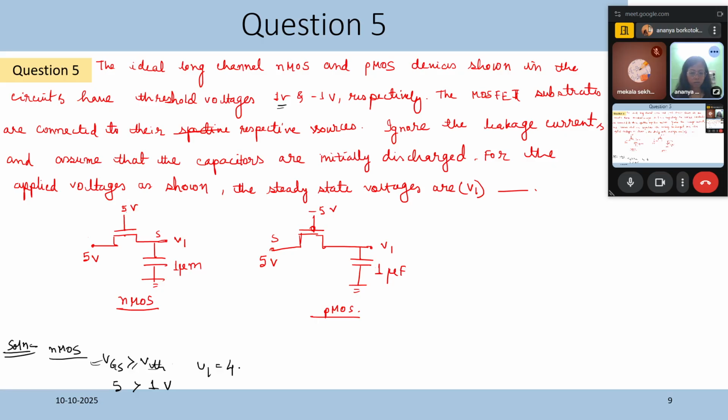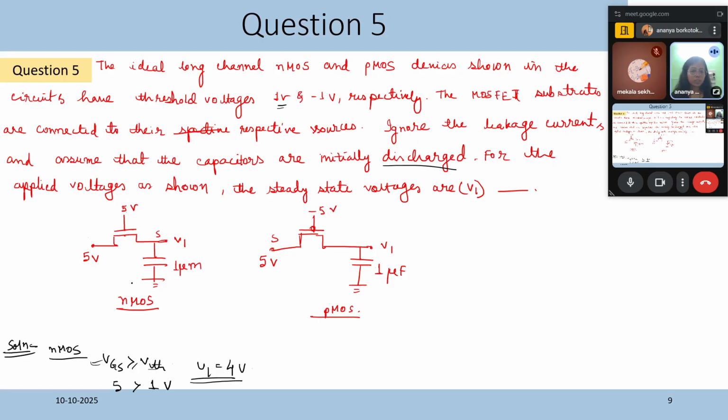It will start with 0 volt because initially the capacitor is uncharged. It will charge, the voltage will increase. As soon as the voltage becomes 4 volt, it cannot charge more than that. Even though we are applying 5 volt here, it cannot charge till 5 volt, because if it becomes 5 volt, then this condition will not be satisfied. So our MOSFET will turn off and the capacitor will start to discharge. So the maximum voltage of V1 is 5 volt minus the threshold voltage, which is 1.